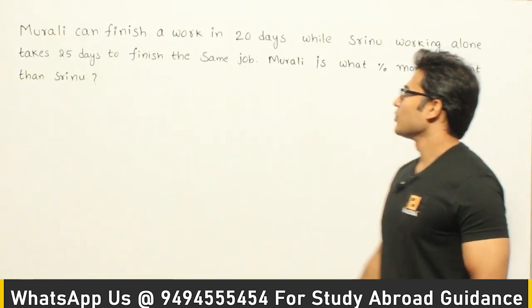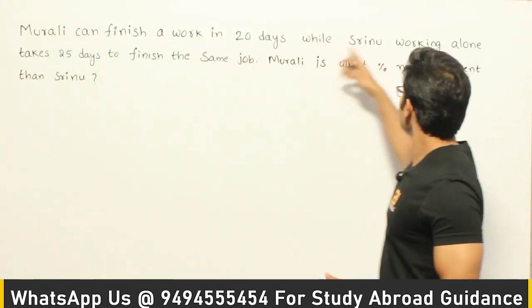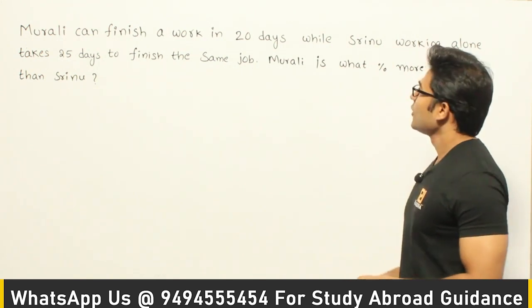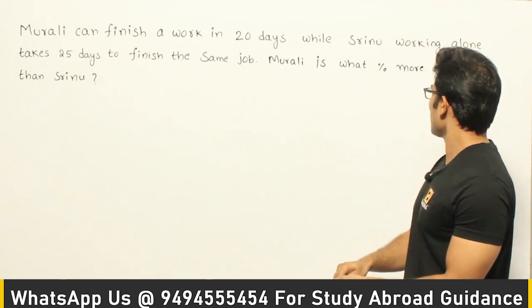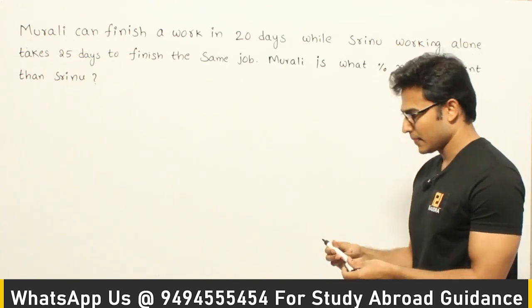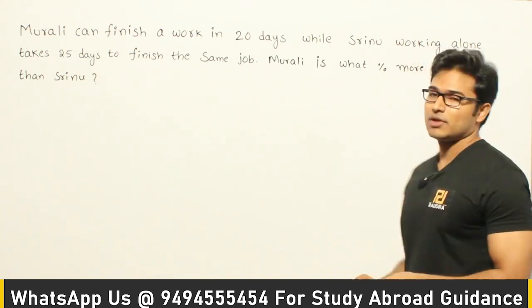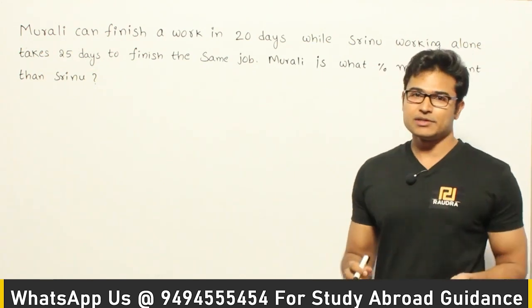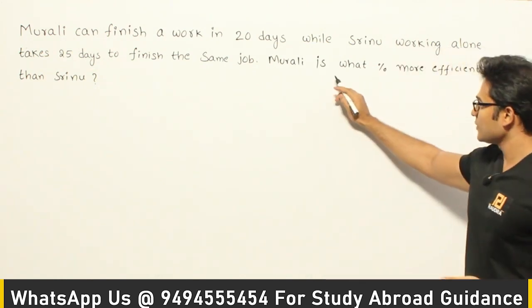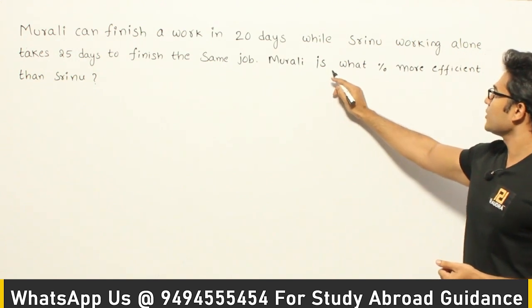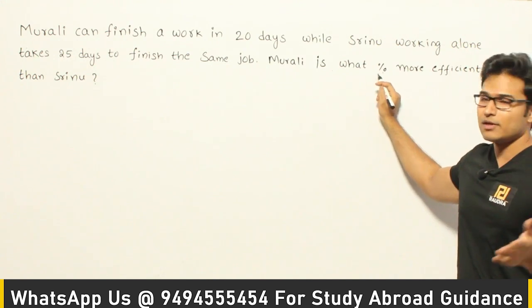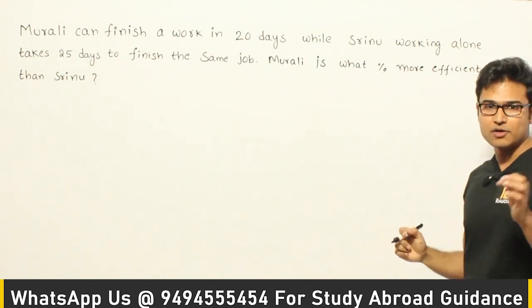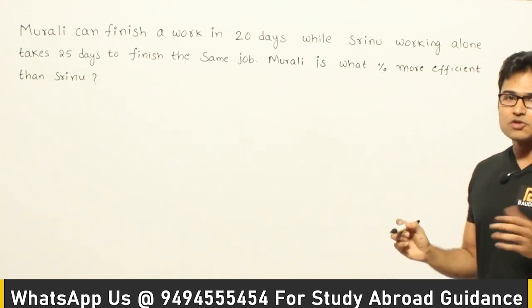Let's solve this. Murli can finish a work in 20 days while Srinu working alone takes 25 days to finish the same work. Murli is what percent more efficient than Srinu? In order to solve this, even in the topic of percentages, I'll discuss how to compare what percent efficient one person is compared to the other. We shall see this topic again, but try to understand this. I'll just tell you the shortcut here.